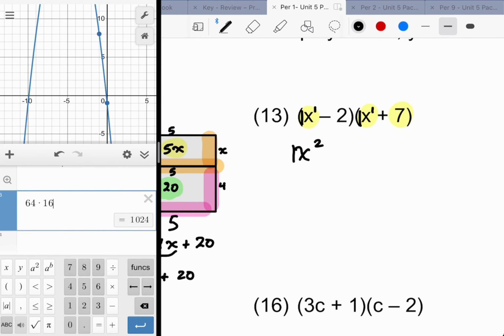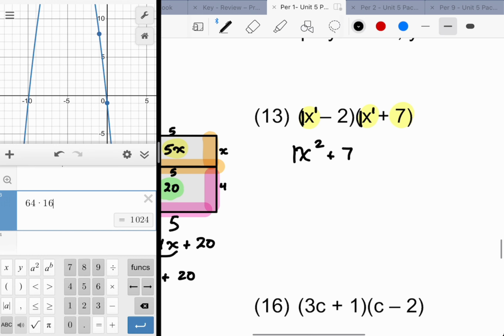The 1x squared times the 7, well, 7 times 1 is 7. So plus 7x to the first. We'll get rid of those powers of 1 after the fact. The negative 2 multiplied by each one of these terms. Negative 2 times 1 is negative 2. So negative 2x to the first. Negative 2 times 7 is 14, or negative 14, because negative times positive is negative.